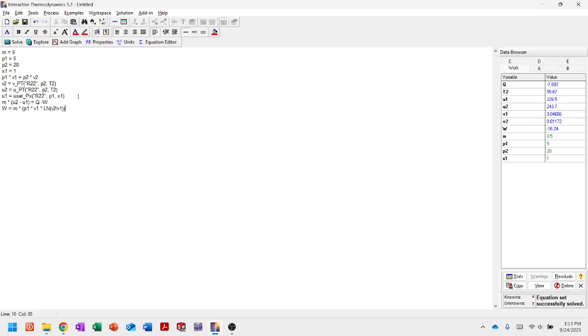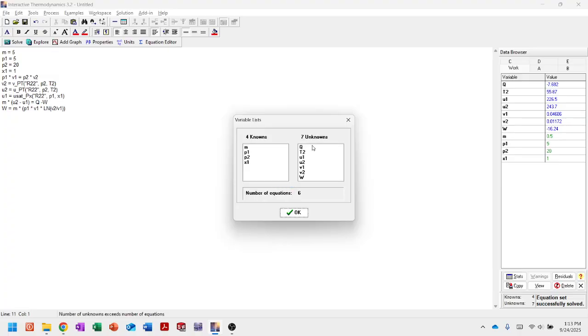And that should do that. P1, V1, yes. And that should solve. So we've got U2, we've got U1, we've got Q is what we're solving for here. We have M up there, W is there. So we should be good. So let's give it a solve. Oh, I messed something up. Let's see, what are we missing? Got 6 equations, several unknowns.